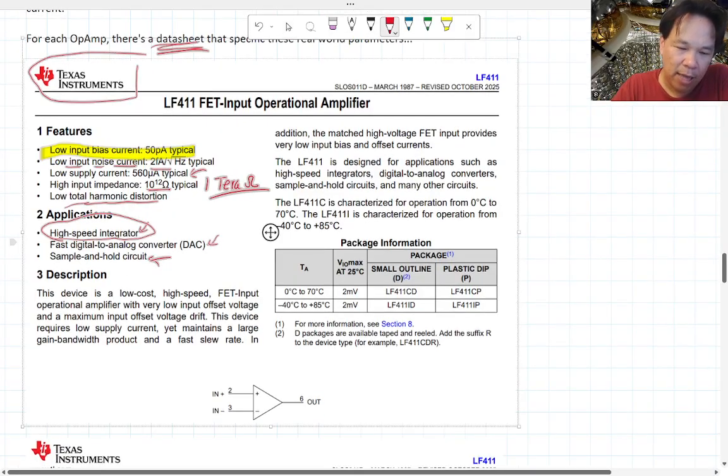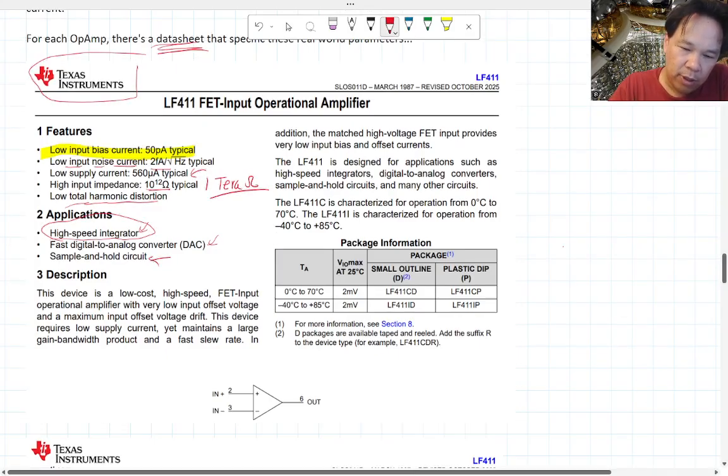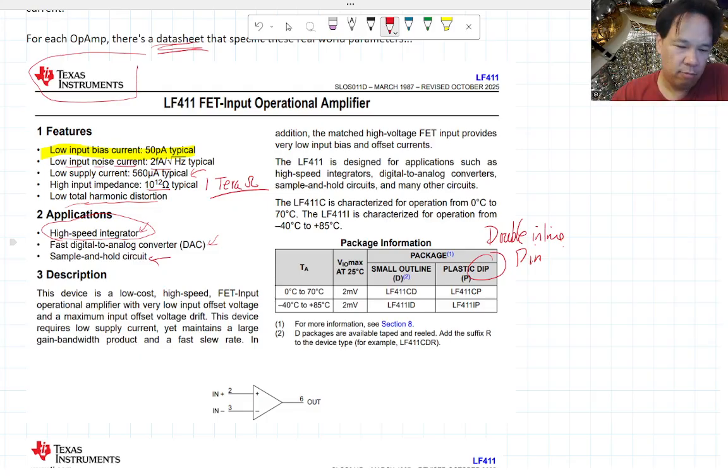There are different packages. The ones we're going to use in the lab are DIP. DIP stands for double inline pins, and I'm going to show you a picture of it in a second. Okay, there are other packages. This small outline is going to be a surface mount, which we're not going to use, since we're not going to permanently mount stuff to anything.